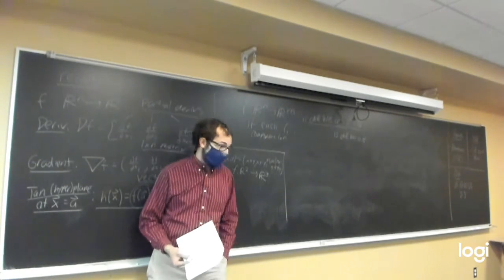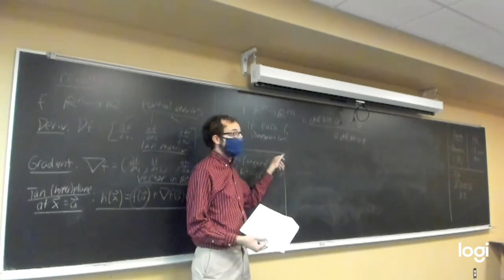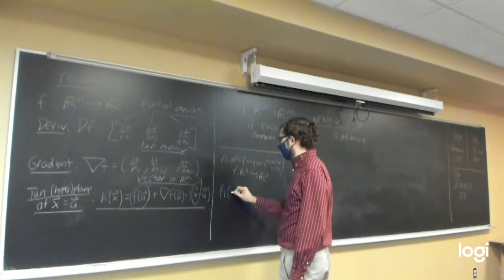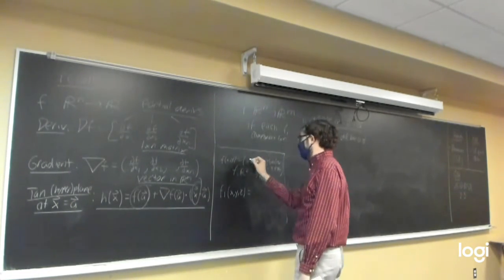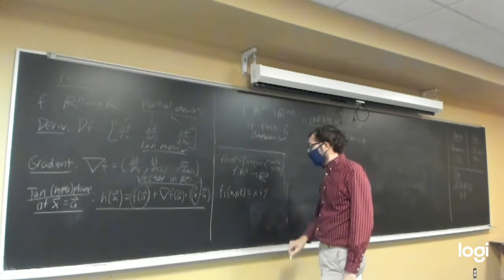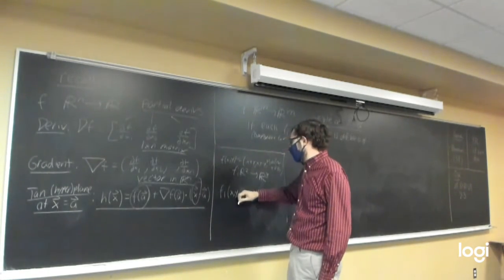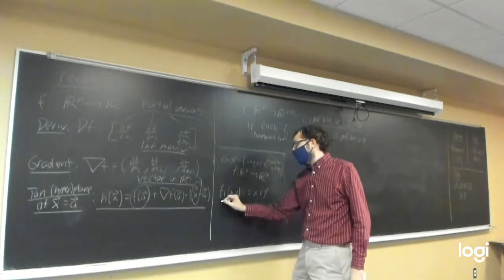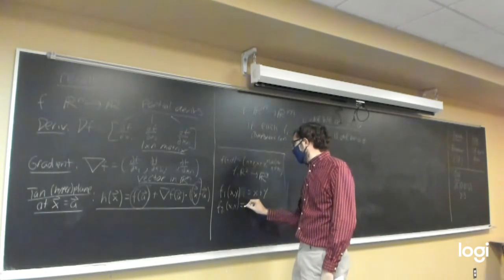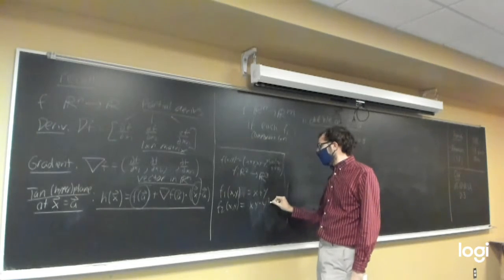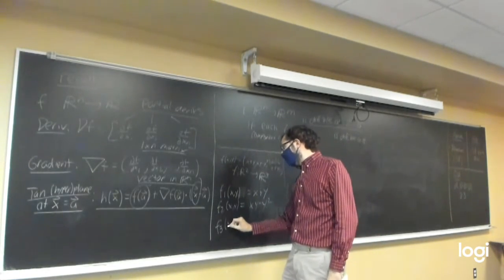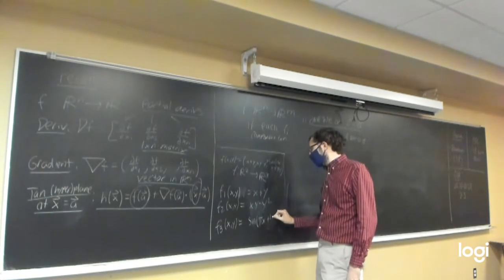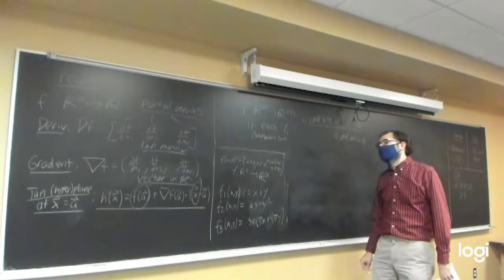Three component functions, one for each component of the output vectors. We will have an f1 of x comma y, which is x plus y. We'll have an f2 of x comma y, which is xy minus y squared. And we'll have an f3 of x comma y, which is sine of pi x plus 4 pi y.